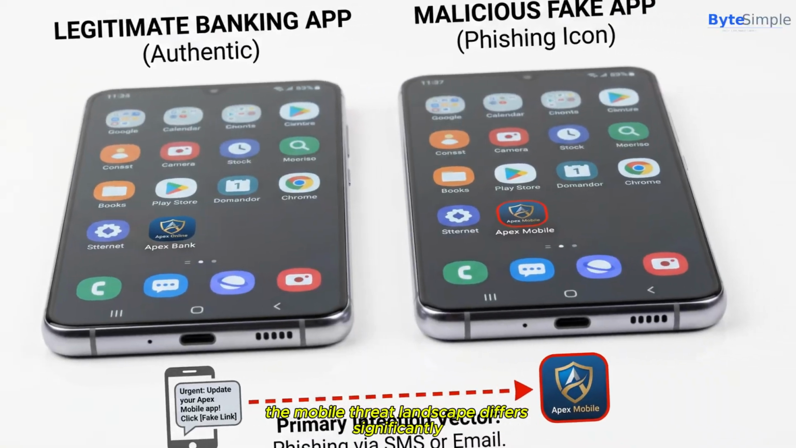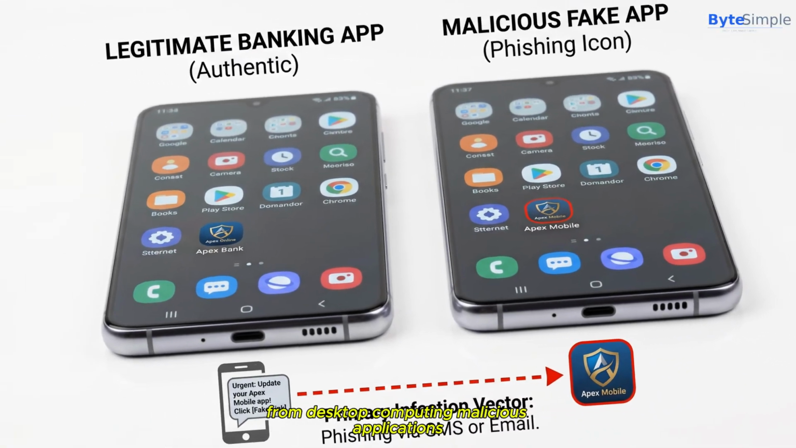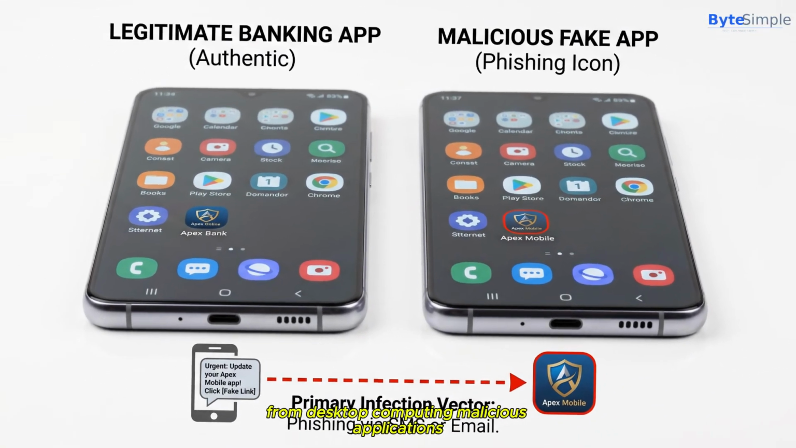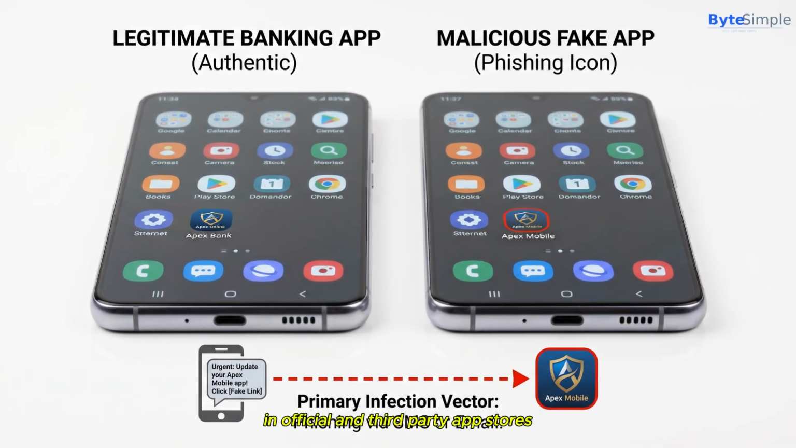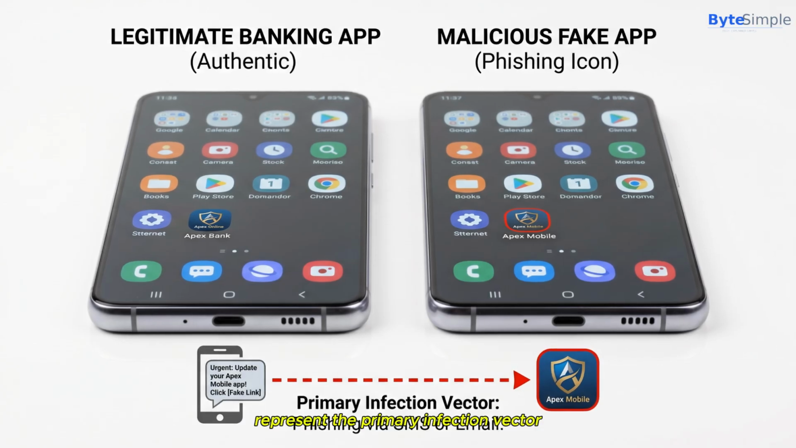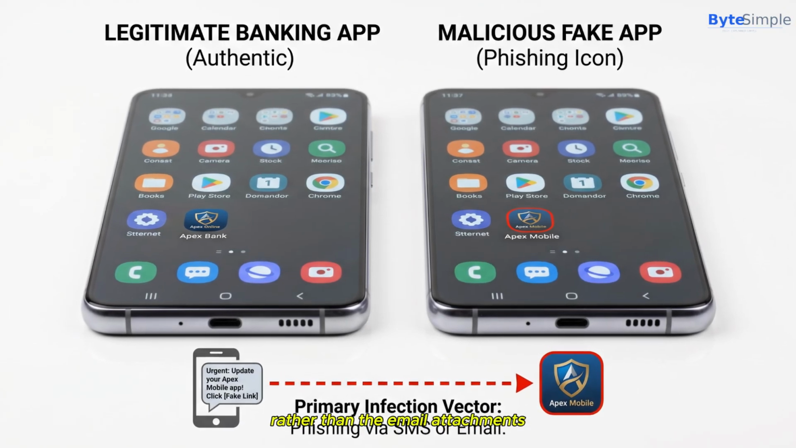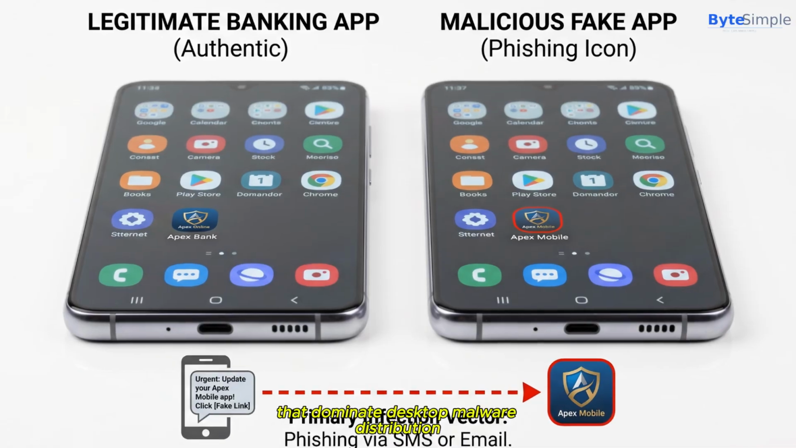The mobile threat landscape differs significantly from desktop computing. Malicious applications disguised as legitimate apps in official and third-party app stores represent the primary infection vector, rather than the email attachments and downloaded files that dominate desktop malware distribution.